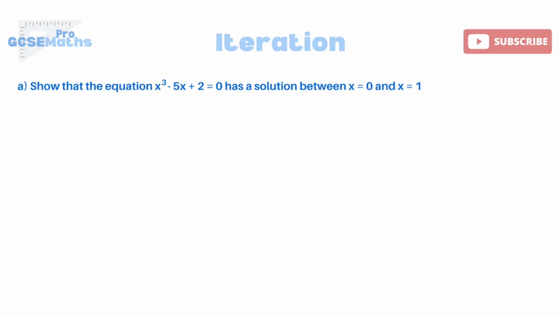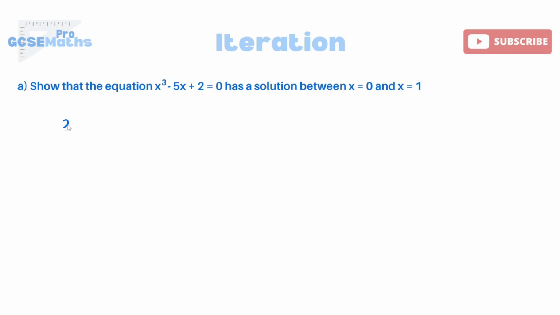Okay, iteration, again, a really obvious one to be in the calculator paper. I have got all 3 possible questions here. So part A is to show that the equation x cubed minus 5x plus 2 equals 0 has a solution between x is 0 and x is 1. This is really straightforward. You just sub in x is 0 and x is 1.